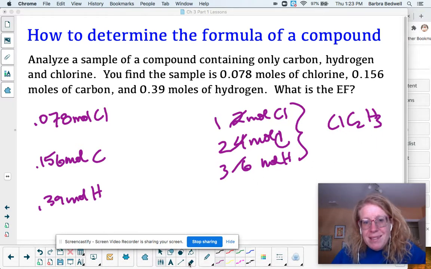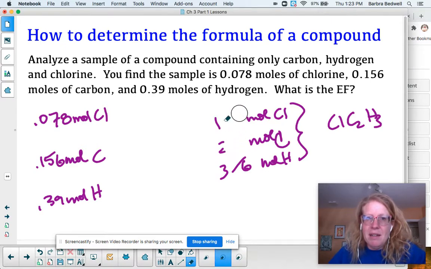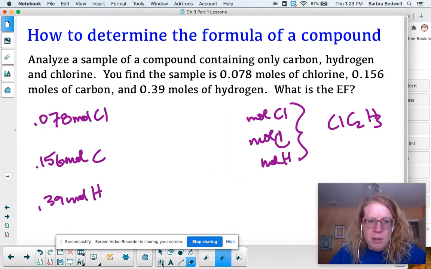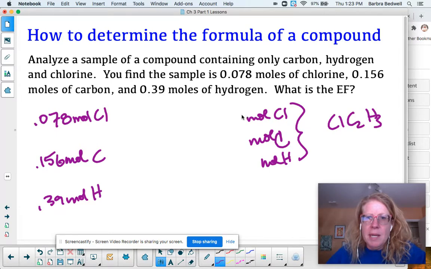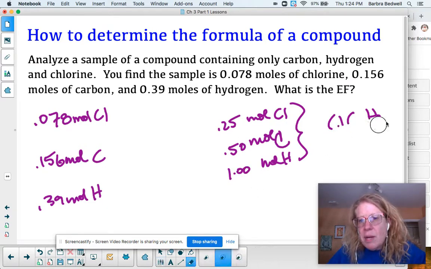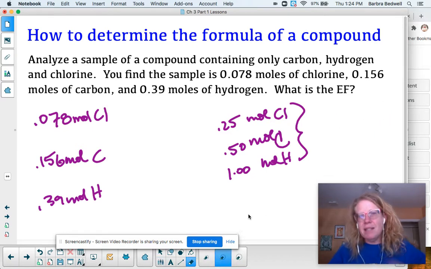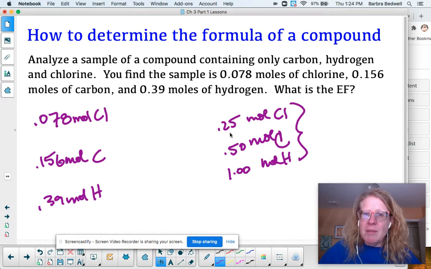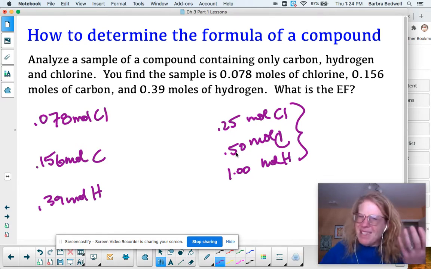If I had a slightly harder set of moles, you might still be able to see what it is. So if I had 0.25 moles of this, 0.50 moles of that, and 1.00 moles of this, now that ratio is a little bit harder to see. It's still there, but what is that ratio? Well, in order to do this, we would simply literally go, well, it's one of these and that's two of them. You probably can see it in your head.